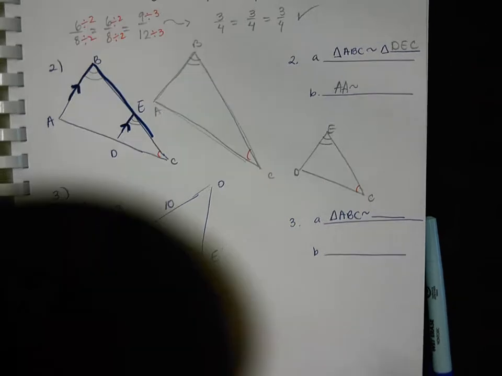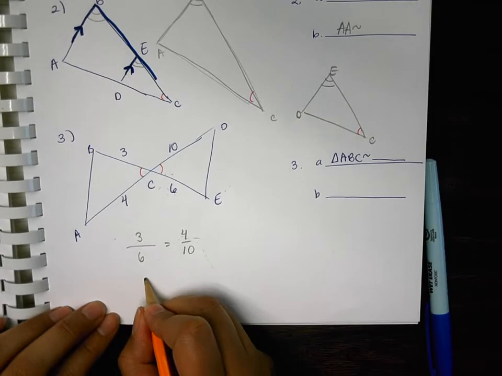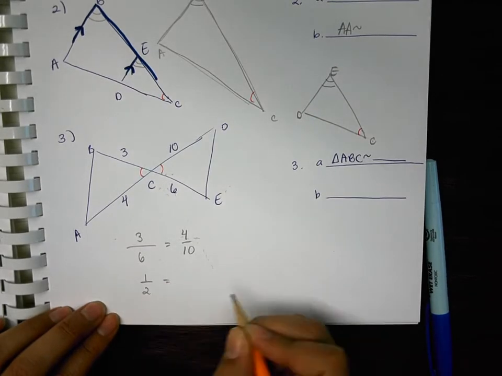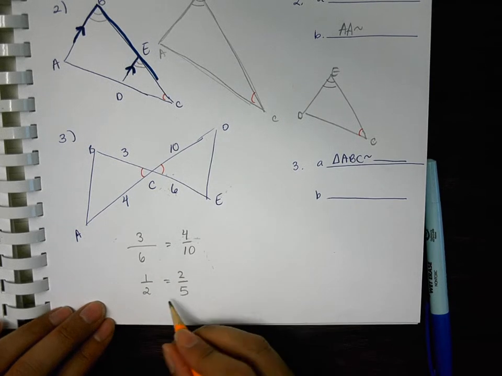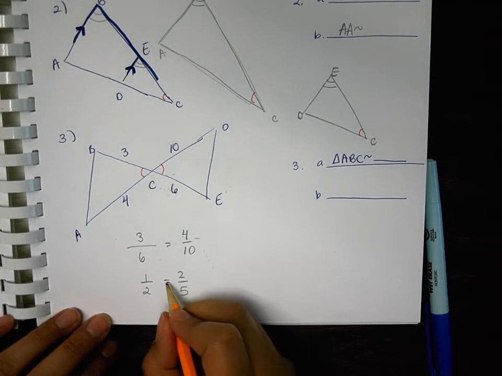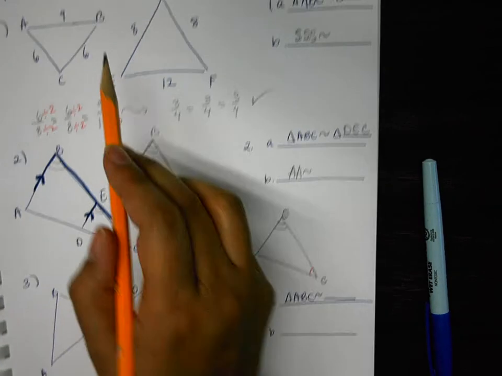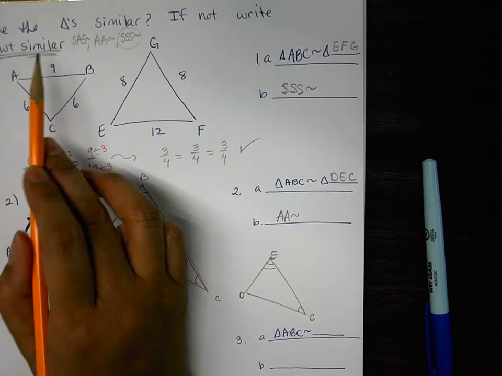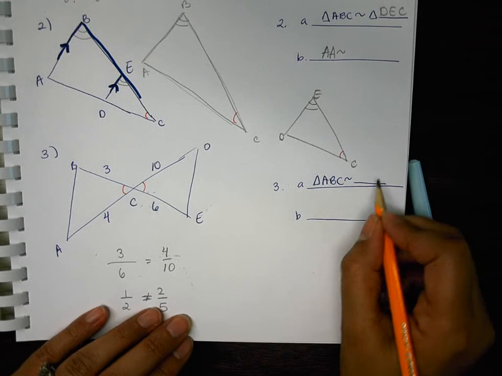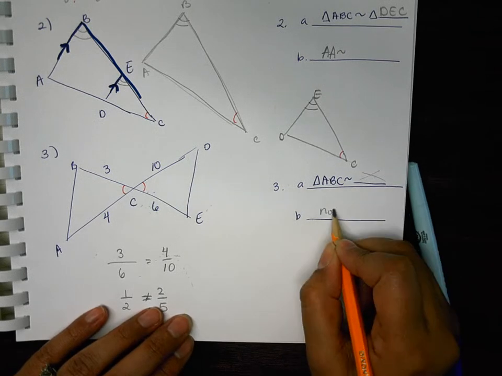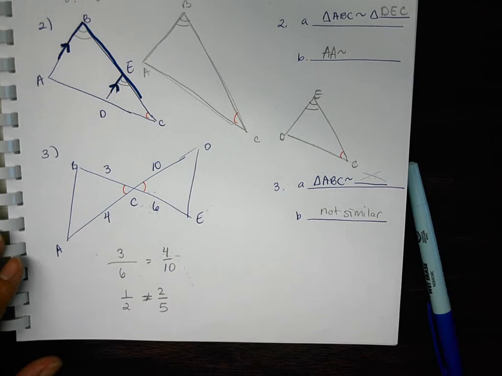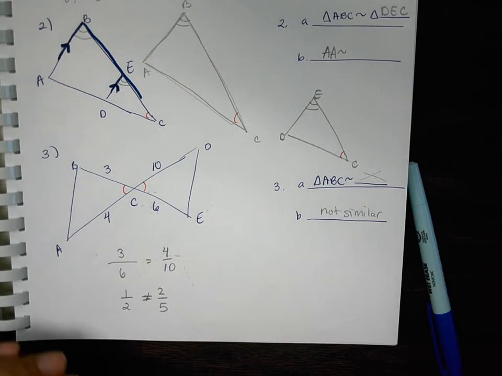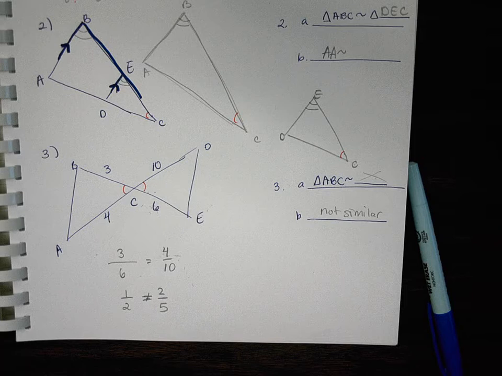What is 3 over 6 reduced to? 1/2. And what is 4 over 10 reduced to? 2 over... Did they come out to be the same? No. So what does that mean about the two triangles? They are not similar. So here we don't put anything there. We just leave that blank or cross it out and put not similar here. And you're going to do that on the test. And there's one like each one of these on the test. So you want to make sure you understand. Okay. Questions on 1, 2, or 3?